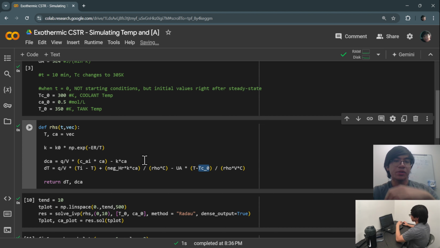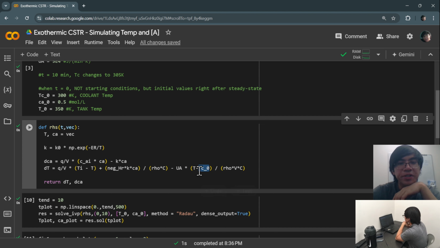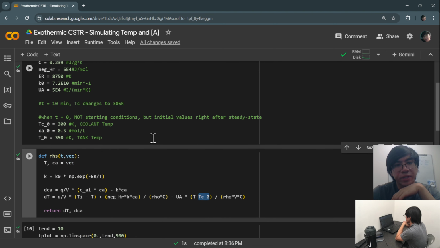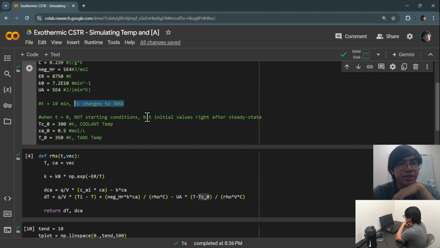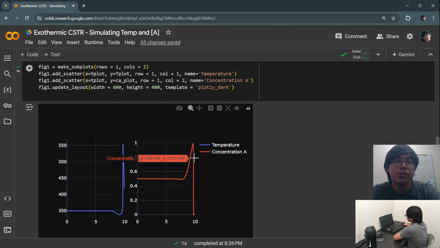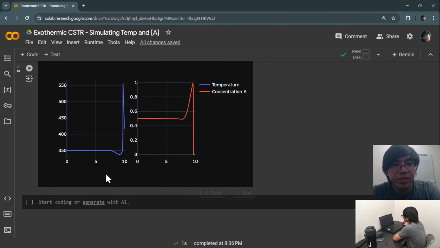So putting in our temperature coolant right after steady state doesn't make sense in our expression, because that was the coolant at steady state. We actually want to say this is changing. So after the coolant temperature of the cooling jacket changes, that's when we get to see some more funky looking graphs. Well, let's kind of interpret this.